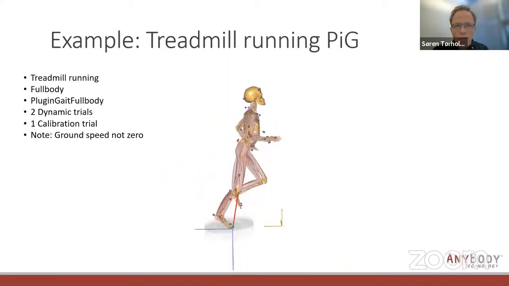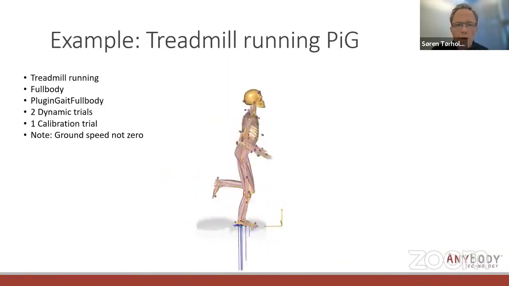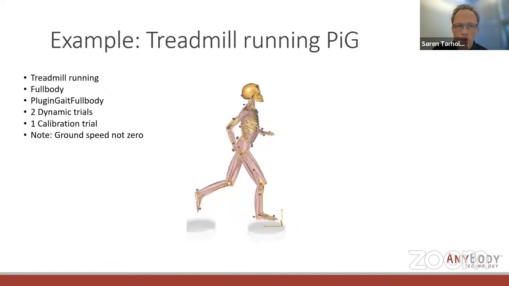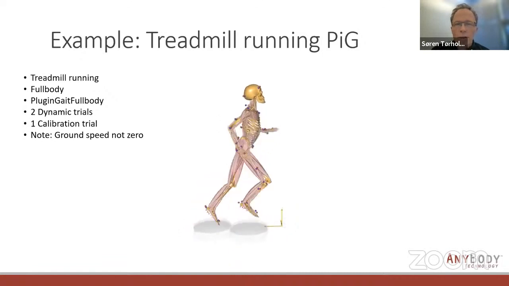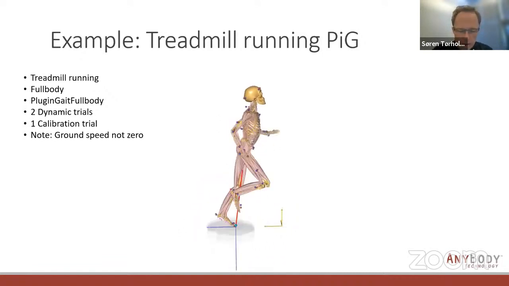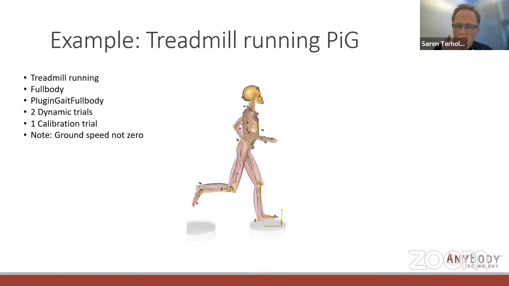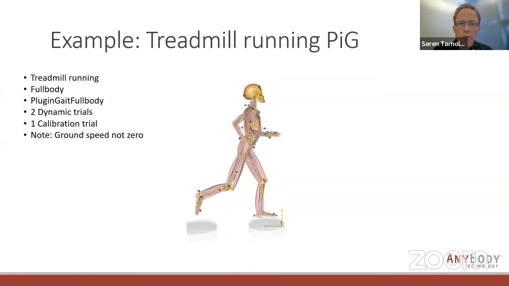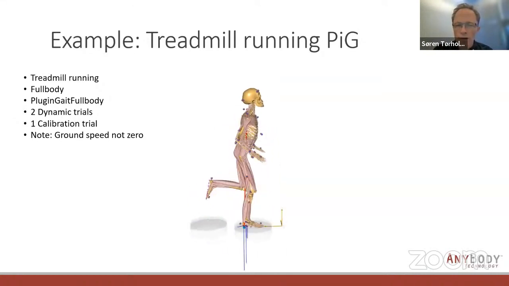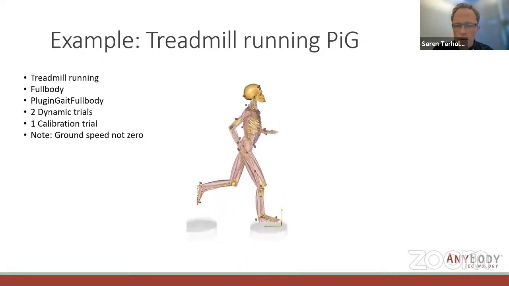The next model here is very similar, except that it's using the plug-in gait protocol instead. Everything else here is the same. So it's predicting the ground reaction forces, as you can see, being displayed by all these blue vectors when the person is touching the floor.